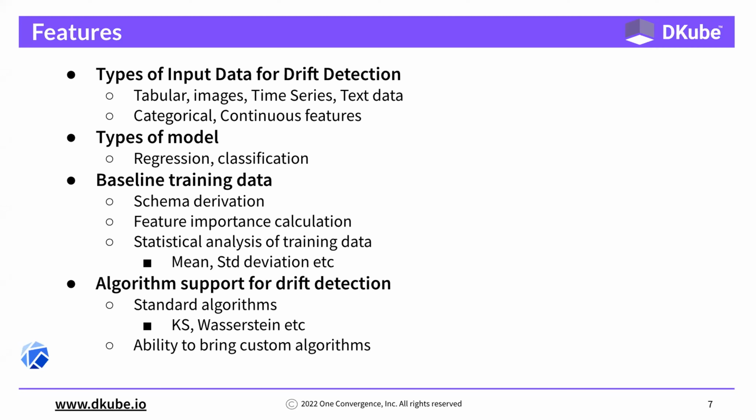And then there are different algorithms to measure drift detection. There are several open source algorithms like Kolmogorov-Smirnov, Wasserstein distance, Shabisha. There are quite a few of them. DKube supports about 7 of those algorithms. And then you would also want the ability to bring in your own custom algorithm in addition to the standard algorithms that the platform would support, right?